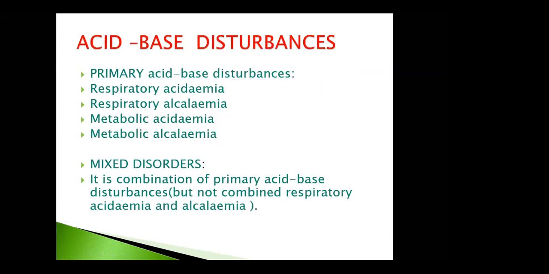How to recognize acid-base disturbances in ABG? By classification, they are classified into primary and mixed disorders. Primary acid-base disturbances are respiratory acidemia, respiratory alkalemia, metabolic acidemia, and metabolic alkalemia. Mixed disorders are a combination of all of these apart from respiratory acidemia and respiratory alkalemia. So at one time in one ABG you may see mixed disorders, but you cannot see the presence of respiratory acidemia and respiratory alkalemia in one ABG at a time.